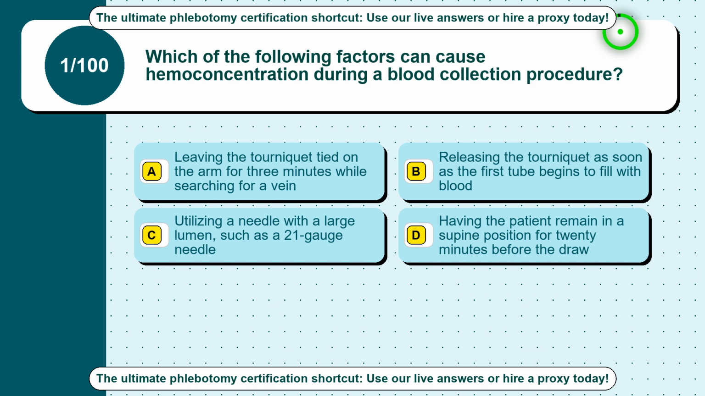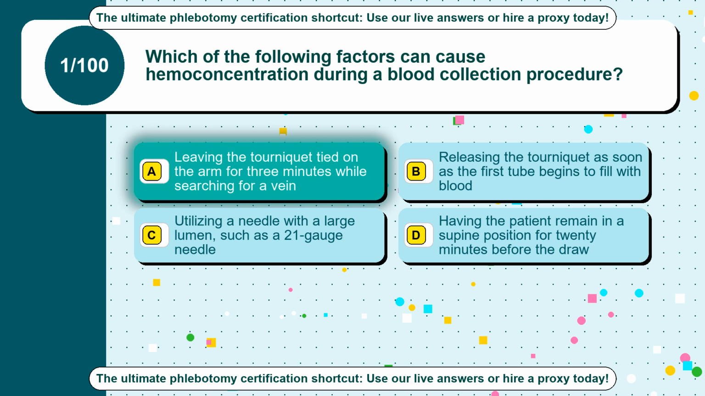Question 1. Which of the following factors can cause hemoconcentration during a blood collection procedure? Option A. Leaving the tourniquet tied on the arm for 3 minutes while searching for a vein. Option B. Releasing the tourniquet as soon as the first tube begins to fill with blood. Option C. Utilizing a needle with a large lumen, such as a 21-gauge needle. Option D. Having the patient remain in a supine position for 20 minutes before the draw.